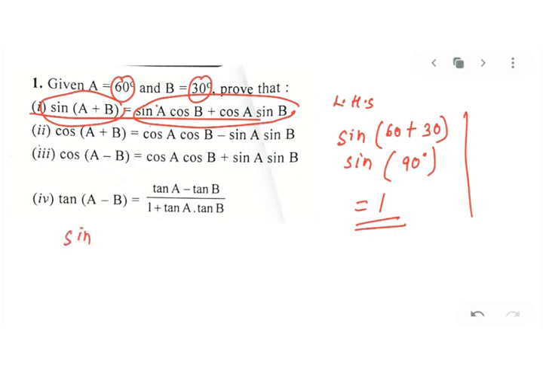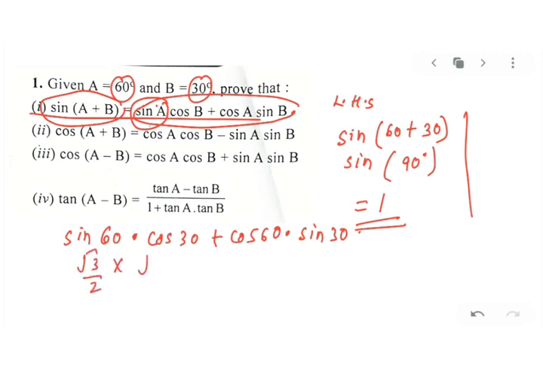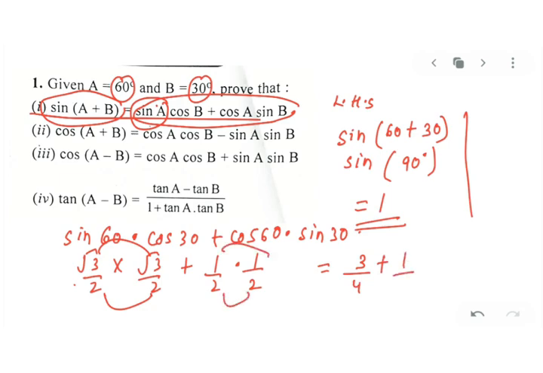But we have to find out. So on the right hand side it is sin A, that is sin 60, into cos B, that is cos 30, plus cos A, that is cos 60, into sin B, that is sin 30. Now my dear kids, you have the value of sin 60 from your table, root 3 upon 2. Cos 30 is also root 3 upon 2, plus cos 60 is half, and sin 30 is also half. So when you multiply this, you will get root 3 into root 3, that is 3, 2 into 2, that is 4, 1 into 1, that is 1, 2 into 2 is 4.